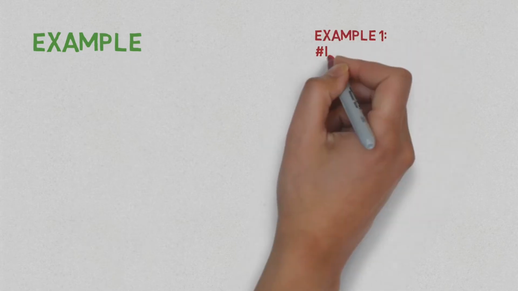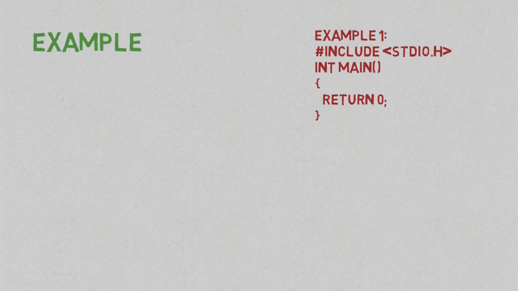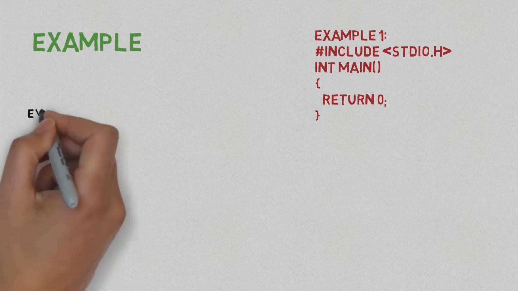Okay. Now let's see an example. Here it is written #include stdio.h, int main, return 0. Though it looks like a 5-line code, there are approximately more than 800 lines of code here, because stdio.h contains more than 800 lines of code. So when you execute this, around 800 lines of code is executed.